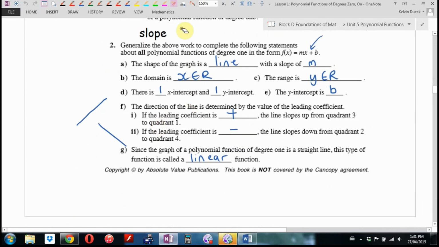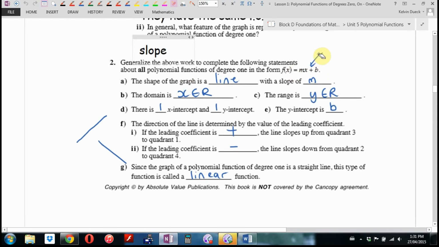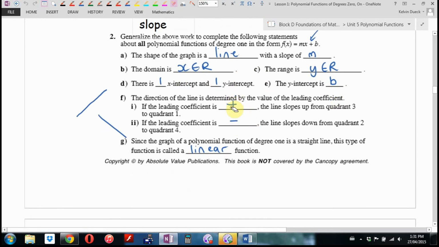So in summary, we said, if you have something like this, mx plus b, slope-intercept form, degree 1, it's a line with a slope of m, domain all reals, range all reals. There's one y-intercept, one x-intercept, one of each. Y-intercept is b. The leading coefficient, if it's positive, tells you it's uphill, positive slope. If it's negative, tells you it's downhill, negative slope. And because these all form lines, we call them linear functions.